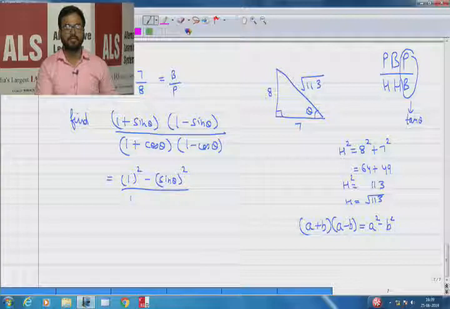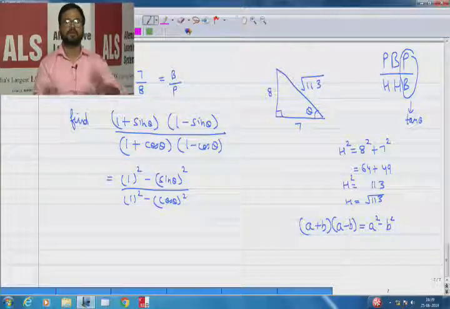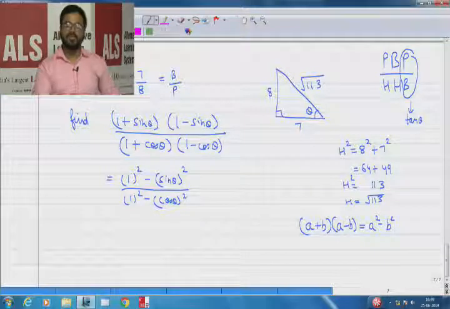Similarly the denominator, 1 square minus cos theta whole square. By doing this your calculation will reduce. Now you can substitute the value. So 1 square is 1.